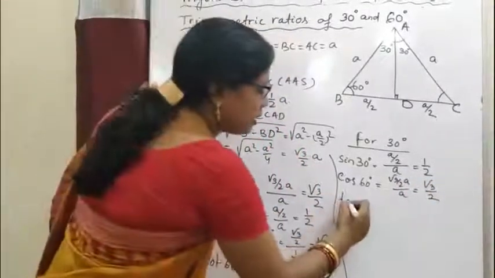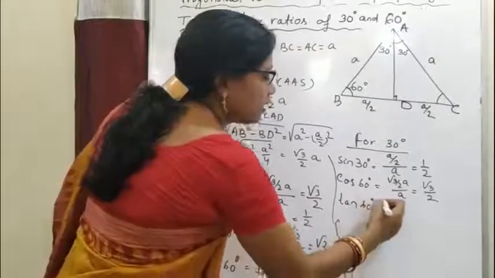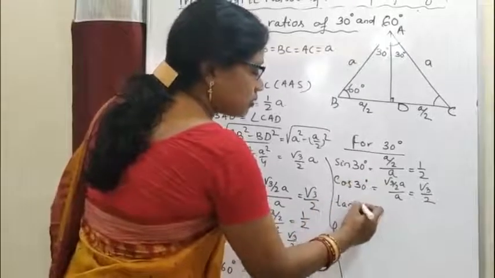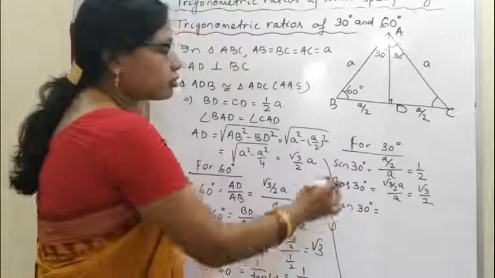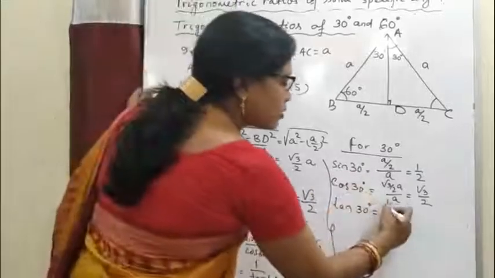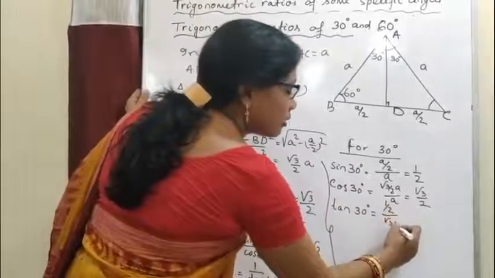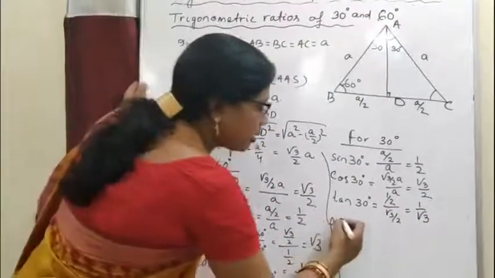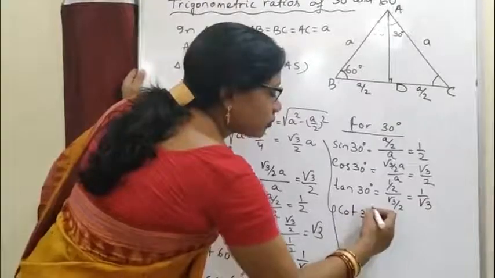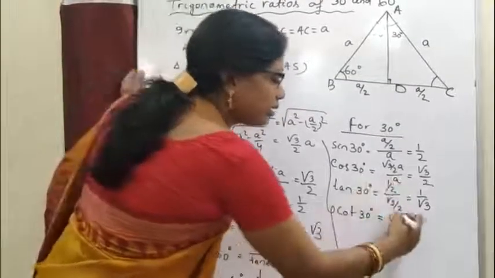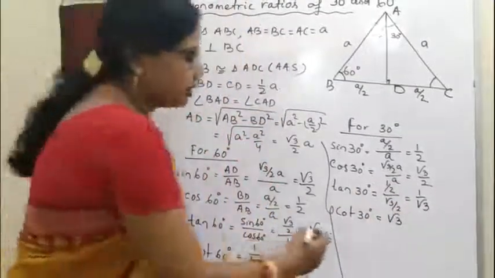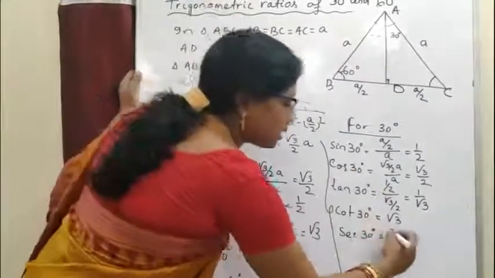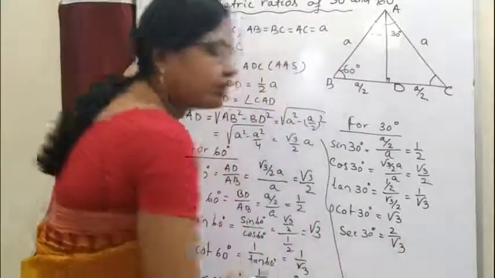Then tan 30 is equal to sin 30 by cos 30, so 1 by 2 by root 3 by 2. So that is equal to 1 by root 3. Then cot 30 is equal to 1 by tan 30, so that is equal to root 3. Then sec 30 is equal to 1 by cos 30, that is equal to 2 by root 3.